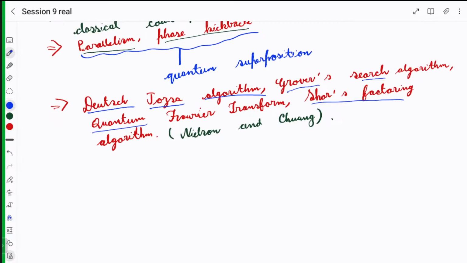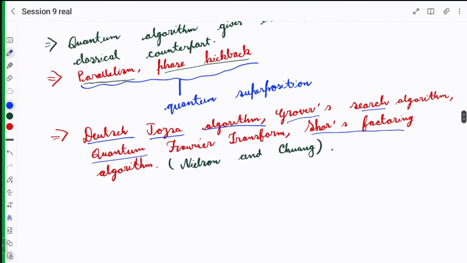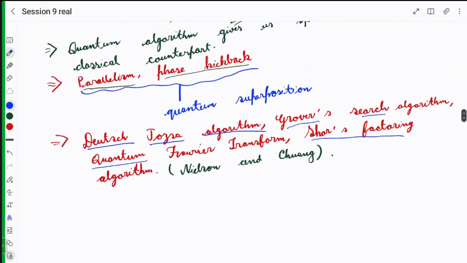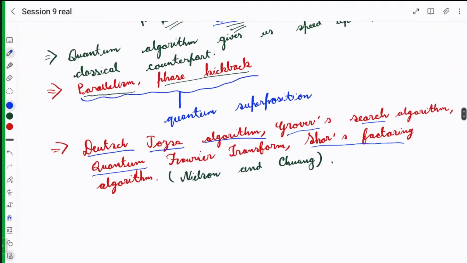Karthik is asking, with the current quantum computers, can we implement these algorithms or are qubits not sufficient? Well, yes, you can implement these algorithms with the help of current quantum computers. But let's consider this Deutsch-Jozsa algorithm, for example.